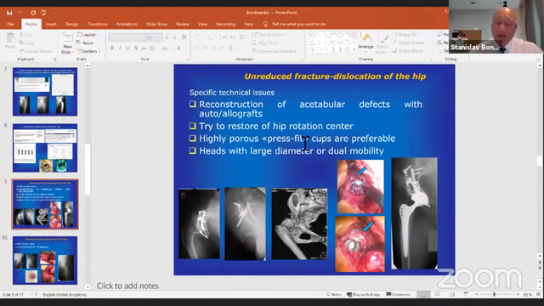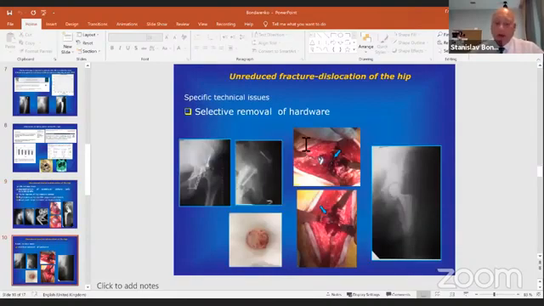Specific technical issues include reconstruction of acetabular defects with use of autografts or allografts, restoration of the hip rotation center, use of heads with large diameter or dual mobility systems to reduce the risk of instability. Selective removal of hardware during total hip arthroplasty is also a very important issue.